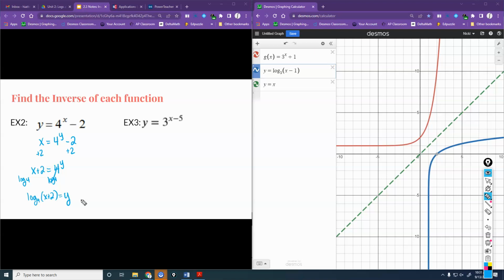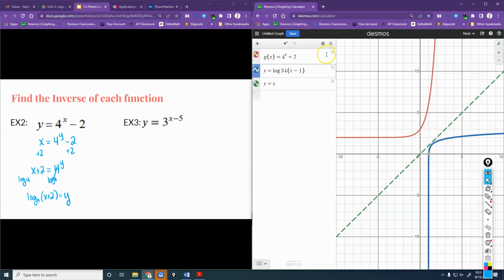Okay, it's looking pretty good on the first one, as I walk around and see. On that first one, you add the 2, you log both sides with a base 4, so you get y equals log base 4 of x plus 2. You can check it over here and plug it in.